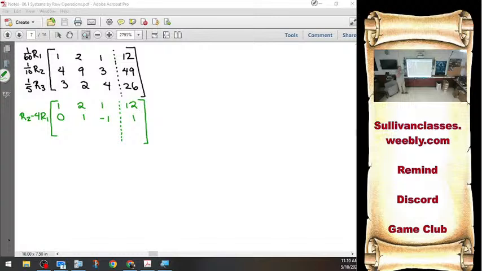How will I take care of that 3 in the bottom left corner? Row 3 minus 3 row 1s. Times a negative 3 and add it. Times a negative 3 and add it. Times a negative 3 and add it. Times a negative 3 and add it.